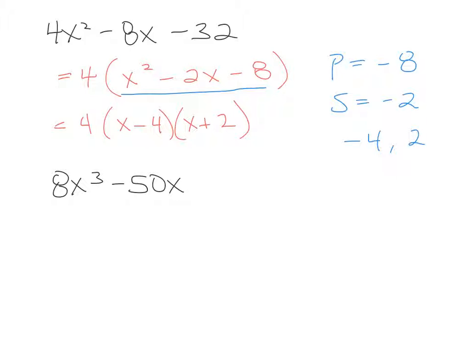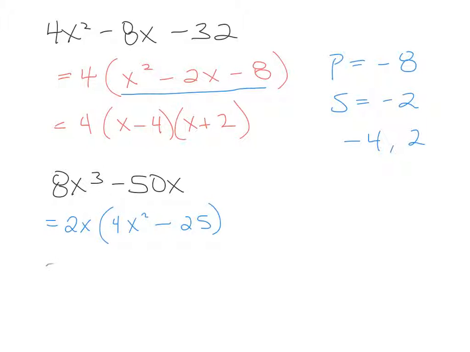Again, remember, my first step is, is there a common factor? Well, there is one here. My common factor this time is 2x. When I take out a common factor of 2x, I'm left with 4x squared minus 25. Well, looky, looky. This now is a difference of squares. Isn't that wicked?